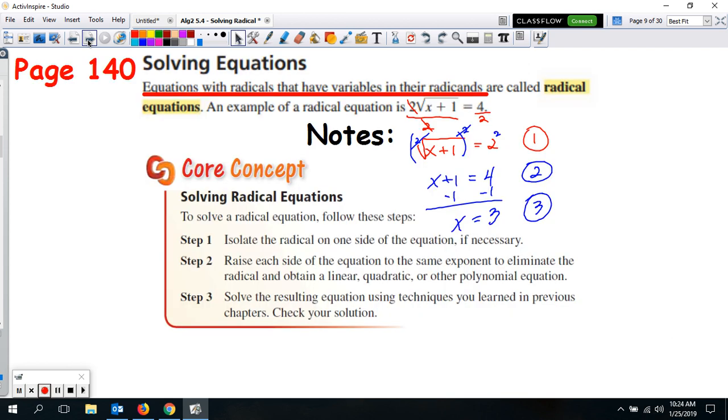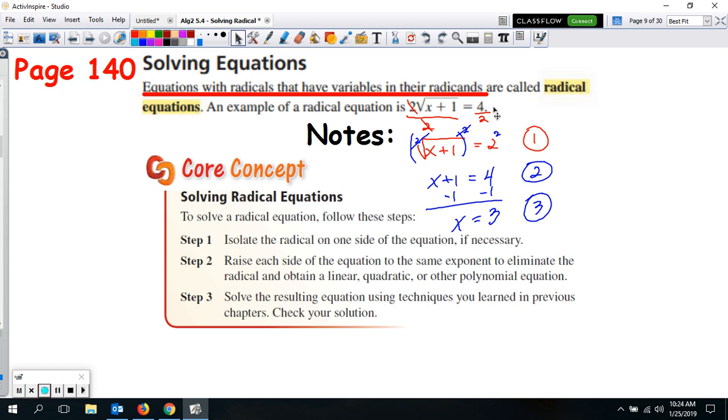Okay, so on page 140 in your notes, here's vocabulary to write down for radical equations. A radical equation is an equation with radicals that have variables in their radicand. That's the specific part there. Obviously it's not just having a radical in the equation, it's the fact that there is a variable in the radicand, underneath the radical part here. So when you have a variable under there, then that is what it is.